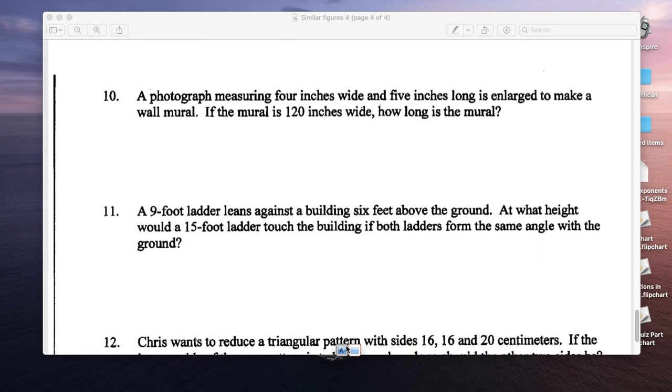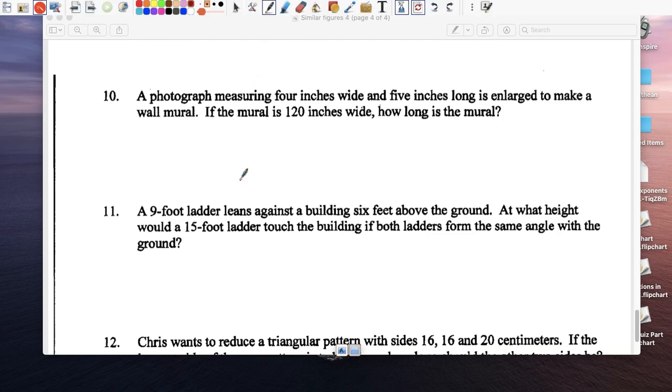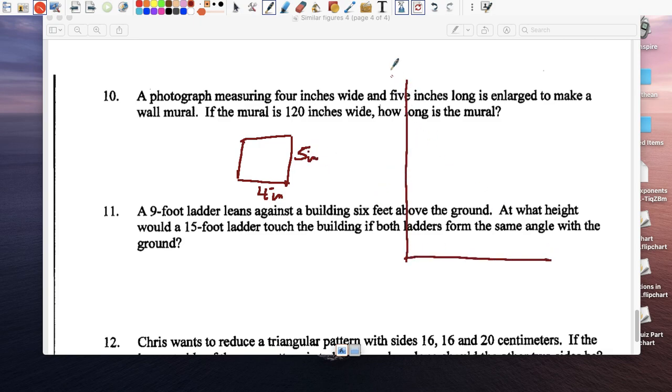Photograph. Okay, so 3 more problems. We have a photograph 4 inches wide and 5 inches tall. Now we want to make a mural where the width is going to be 120 inches. How long is the mural?